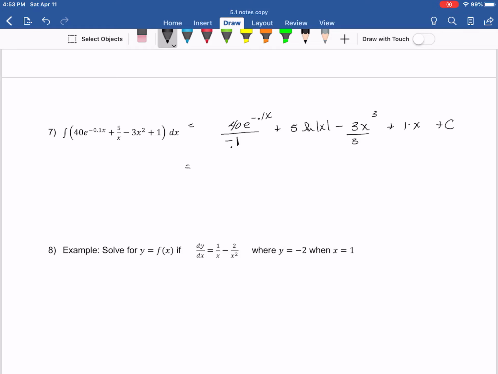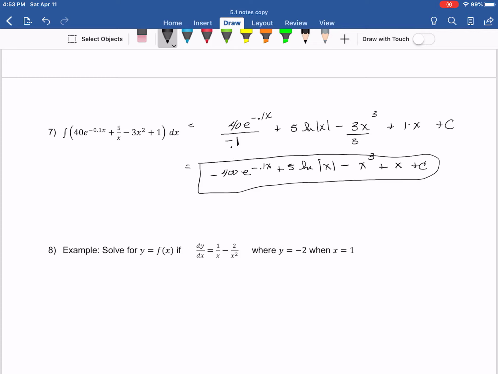And change the way this looks. How about negative 400 e to the negative 0.1x plus 5 natural log of x minus x cubed plus x plus c. That's what you get.